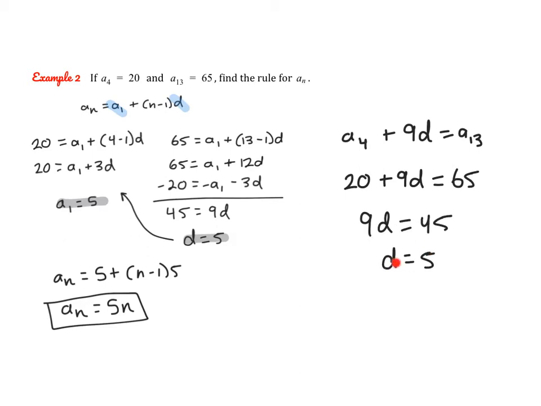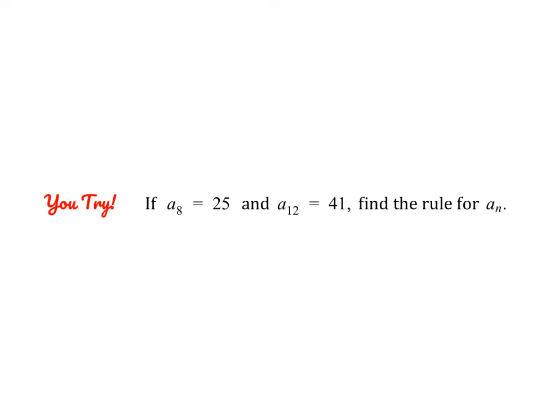But from there, you still have to find a sub 1. So you'd have to either kind of count backwards from a sub 4, which is not always very efficient, or you can plug it in here to find a sub 1. So this is just a different way to approach that problem, or at least to get a good start. Either way is fine with me. All right, go ahead and pause the video and give this one a try.